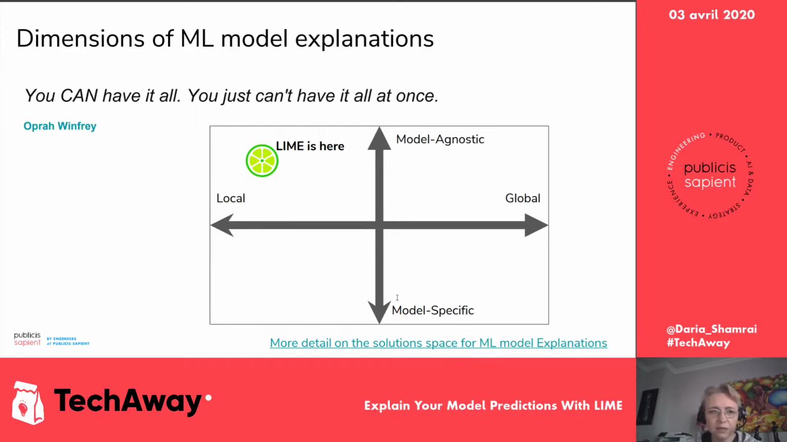But for today's conversation and for today's examples, I picked LIME, which is based somewhere here in this quadrant. It gives you local explanations, and it stays reasonably model agnostic. Not 100%, but still very good.